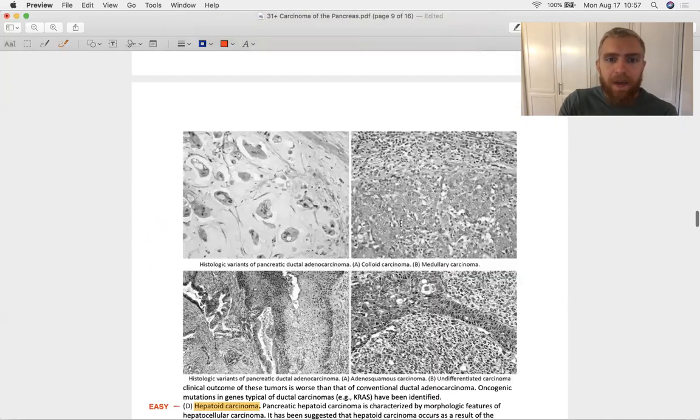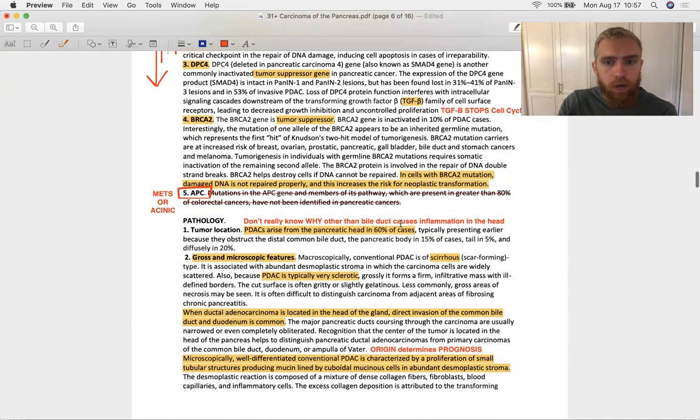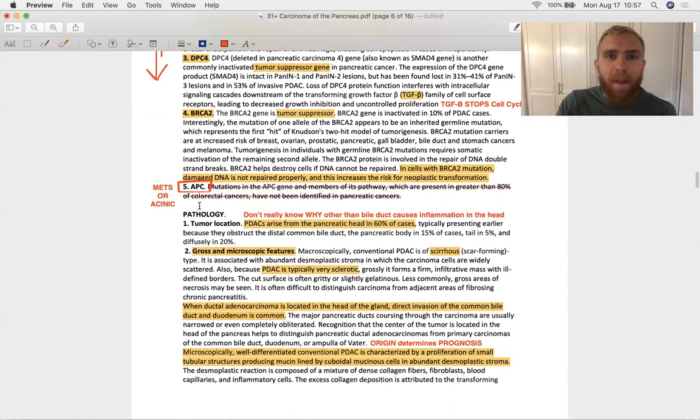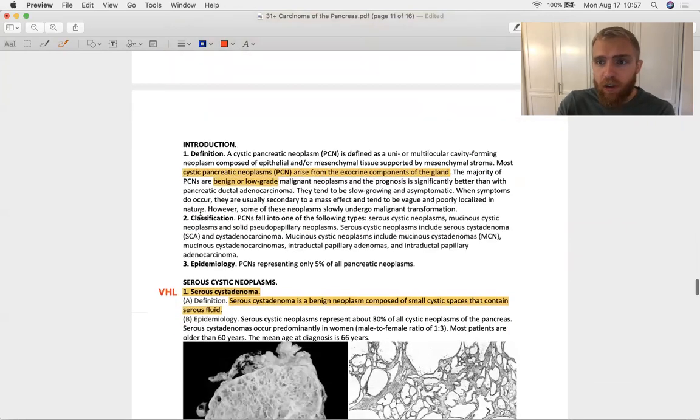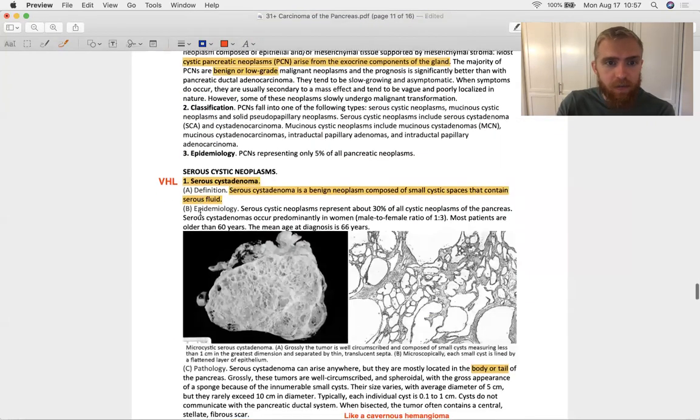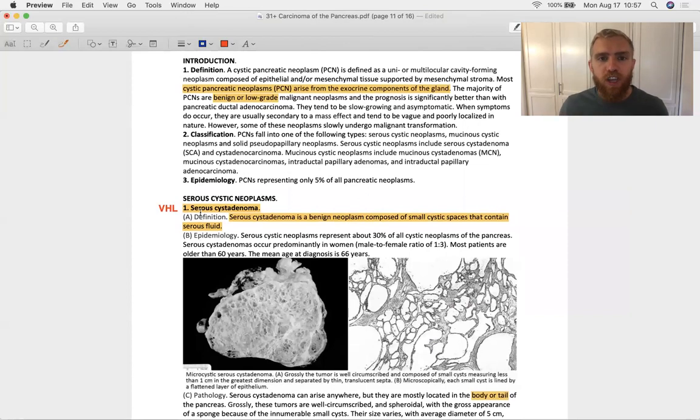So we said APC, quick divergence. APC is not positive in ductal adenocarcinoma. Period. End of discussion. You see APC positive, it's not a ductal cancer. It's a cyst or an acinar carcinoma or a metastasis. So a cystic pancreatic neoplasm is defined as a uni or multilocular cavity-forming neoplasm composed of epithelial and or mesenchymal tissue supported by mesenchymal stroma.